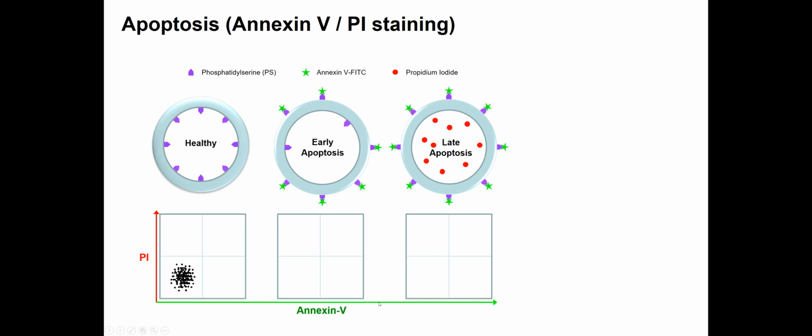This is a green signal. This is a red signal. You may expect a new population coming up here. This is the early apoptosis cell stage. If it becomes late apoptosis, where do you expect to see new cells?